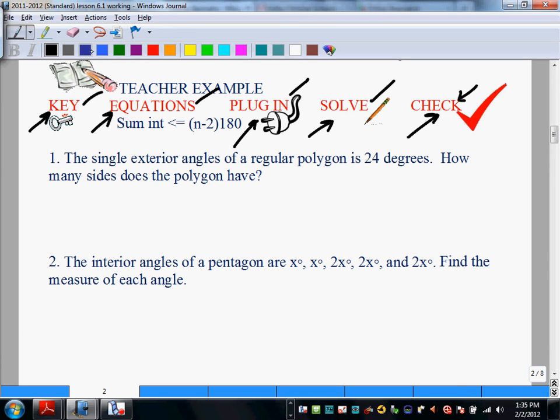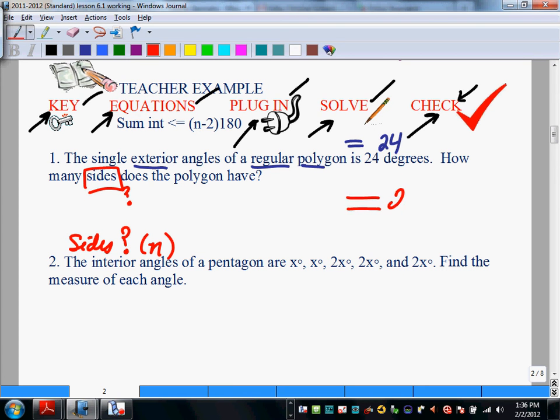Step number 1. We're going to read this, and you're going to underline any of those key buzzwords. It says a single exterior angle of a regular polygon, so regular is one of them. Polygon is equal to 24 degrees. How many sides does a polygon have? Box the word sides, put a question mark. The number of sides, yes. In other words, we're trying to find our n here. Remember? Okay. So something is 24, so put an equals 24.